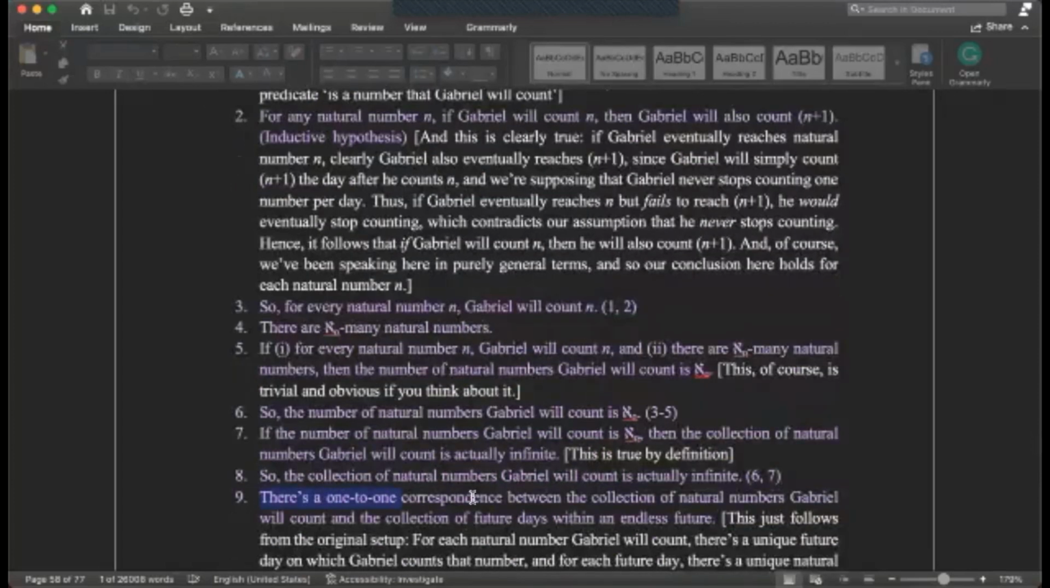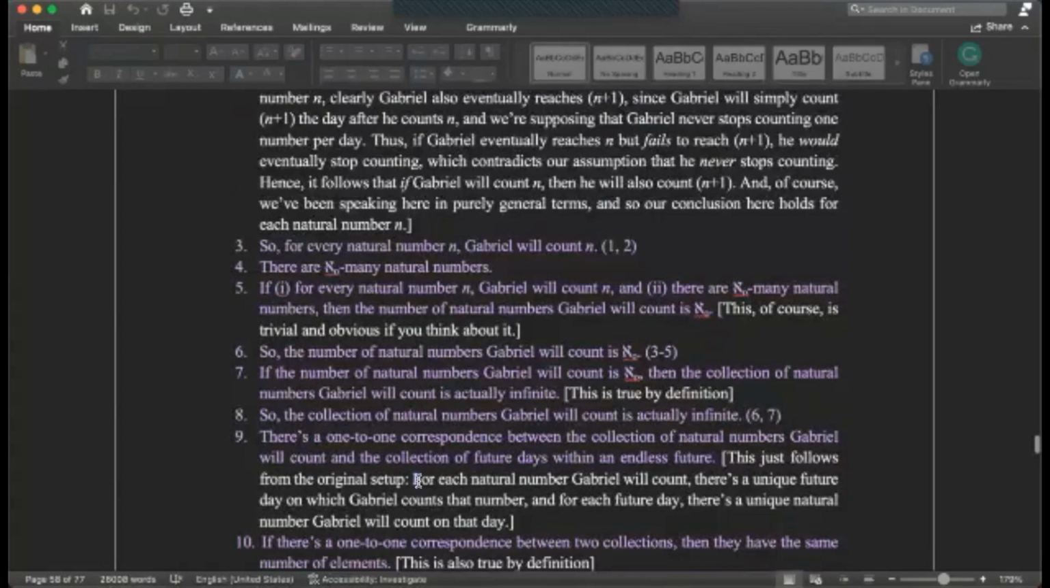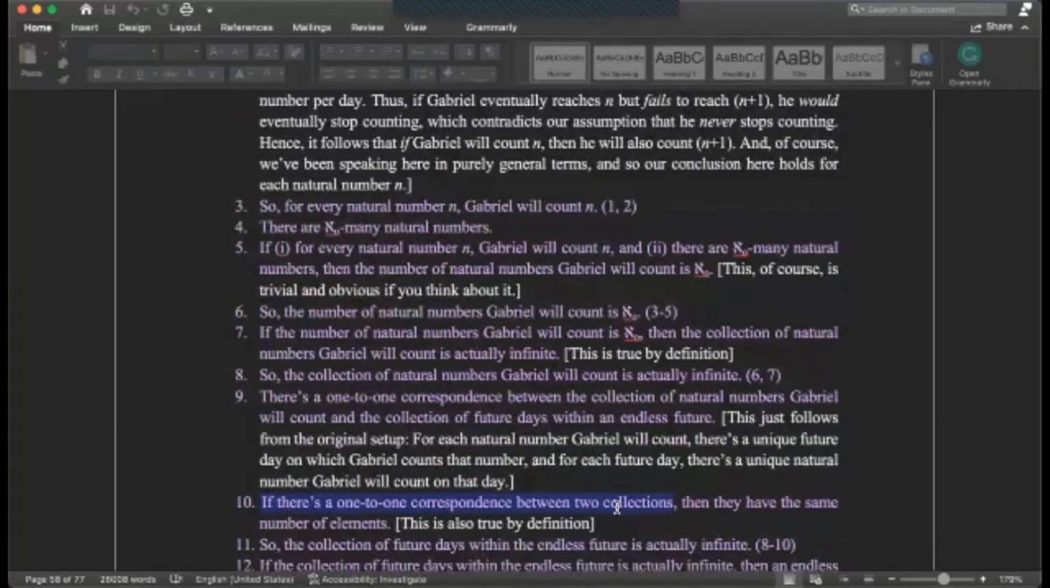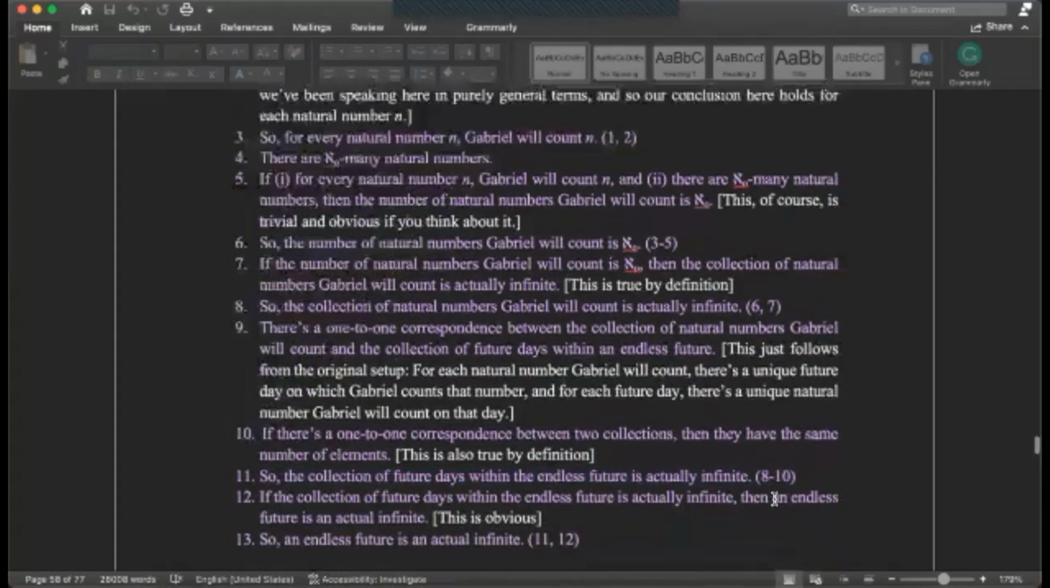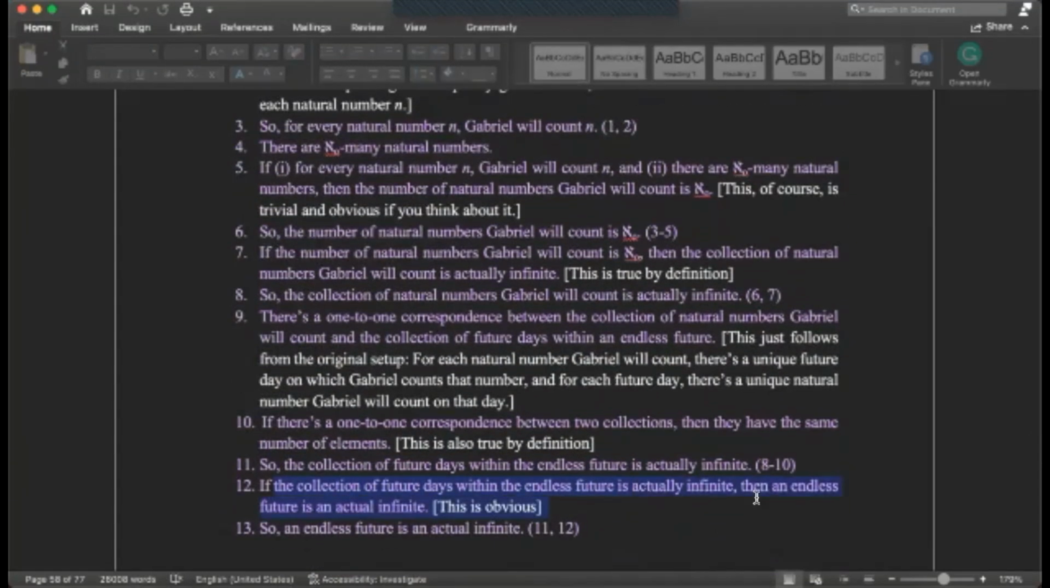Premise 9, there's a one-to-one correspondence between the collection of natural numbers Gabriel will count and the collection of future days within an endless future, right? This just follows from the original setup. For each natural number Gabriel will count, there's a unique future day on which Gabriel counts that number, and for each future day, there's a unique natural number Gabriel will count on that day. So this premise just follows from the original setup. Premise 10, if there's a one-to-one correspondence between two collections, then they have the same number of elements. This is true by definition. 11, so it follows that the collection of future days within the endless future is actually infinite. 12, if the collection of future days within the endless future is actually infinite, then an endless future is an actual infinite. That's just obvious.